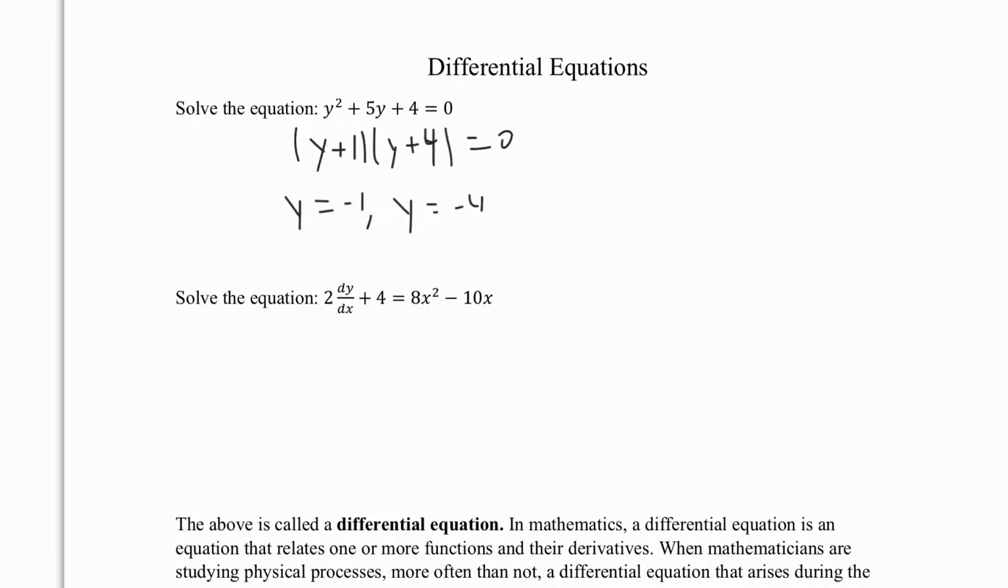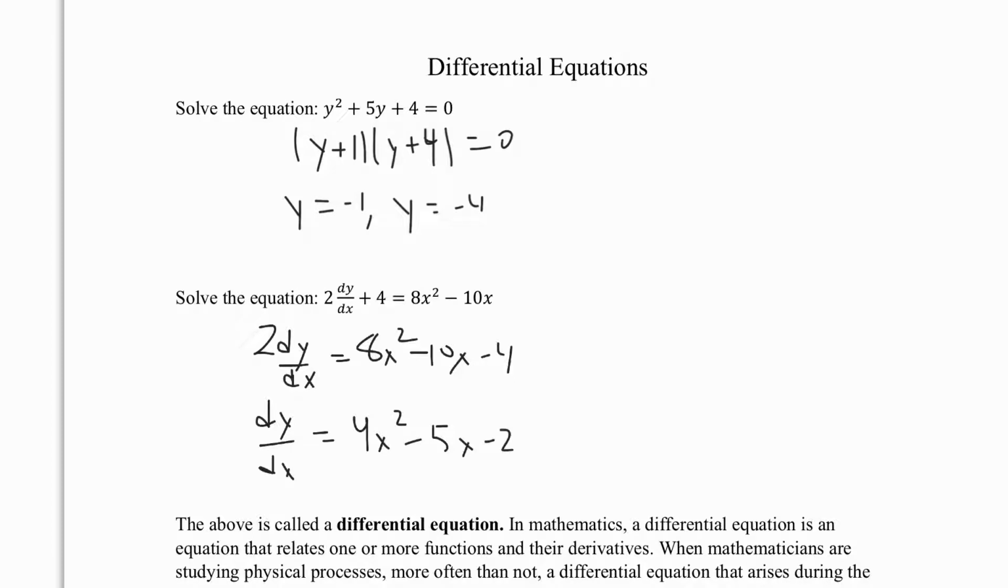Well, notice, this equation has a derivative in it. And in this case, we'll solve for that derivative. So we could move the 4 over and we would get 2 dy/dx equal to 8x squared minus 10x minus 4. We could divide both sides by 2, so dy/dx would be equal to 4x squared minus 5x minus 2.